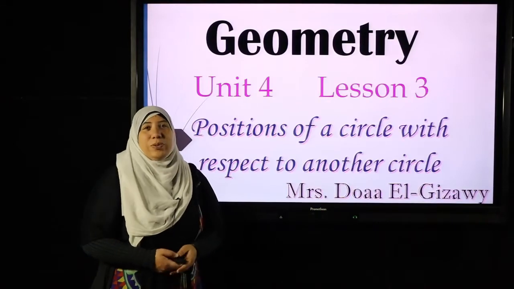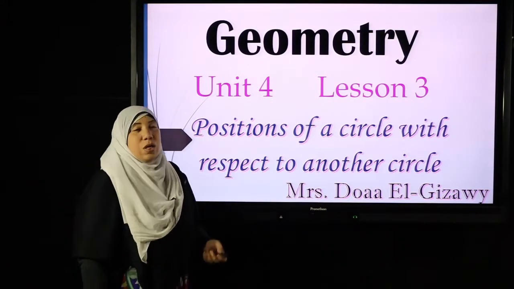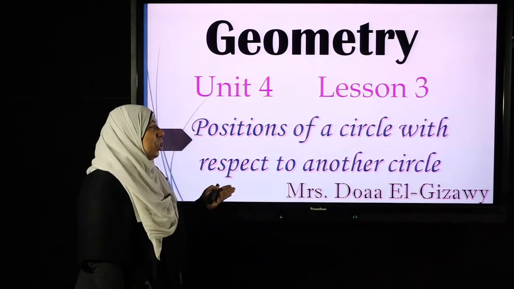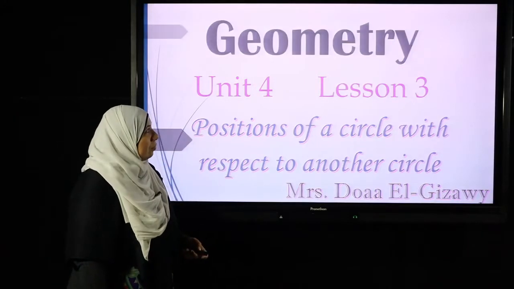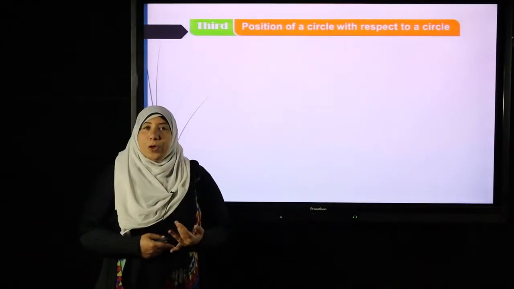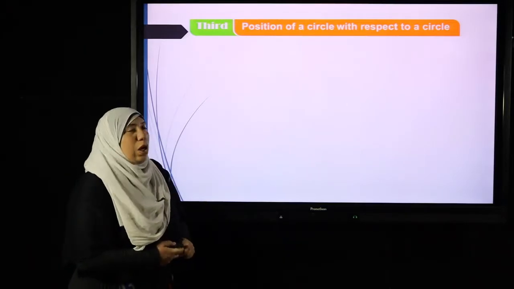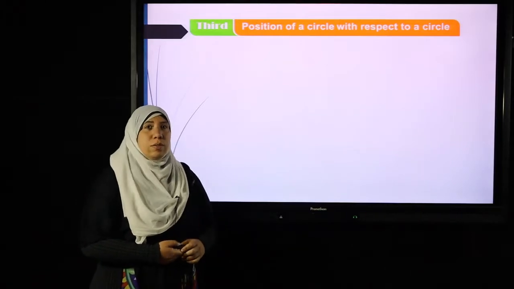Dear third prep, today we will introduce lesson 3 in unit 4. We will complete the position of a circle with respect to another circle. We have before taken the position of a point and a straight line. Now we will complete the position of a circle to another. Here I have 6 positions.